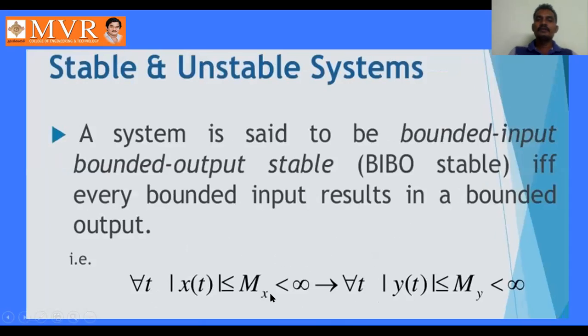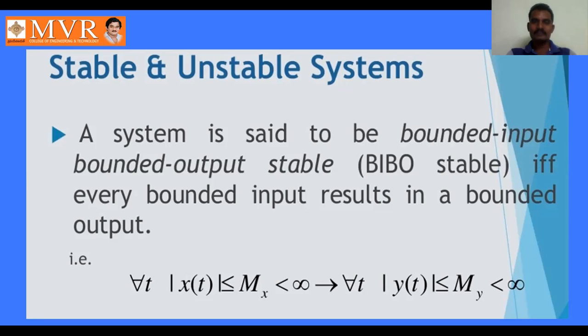Next, coming to stable and unstable systems. What is meant by a stable system? How can we say that a given system is stable? The system is said to be BIBO stable. What is meant by BIBO? BI means bounded input, BO means bounded output. A system is said to be bounded input, bounded output stable if every bounded input results in a bounded output.